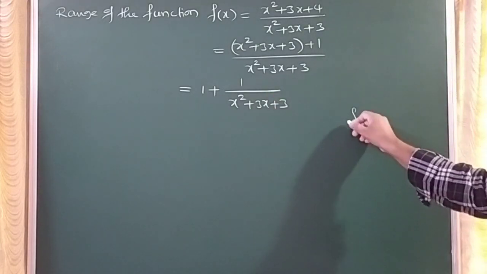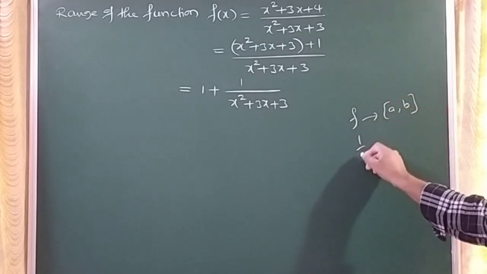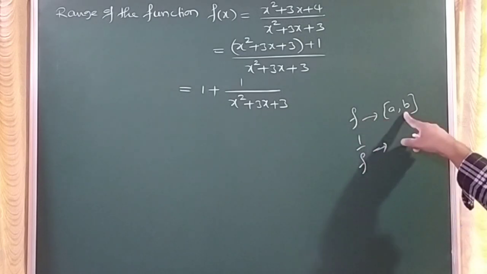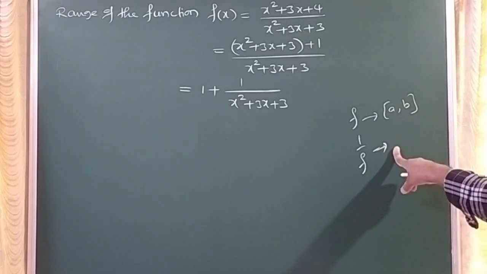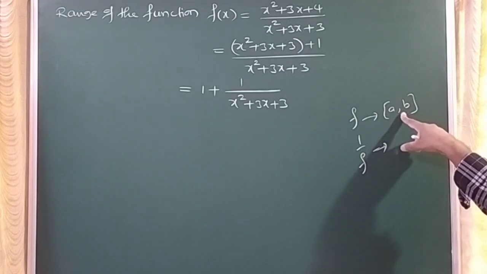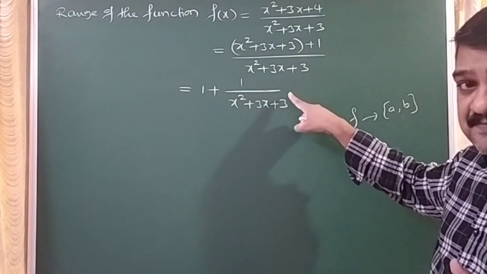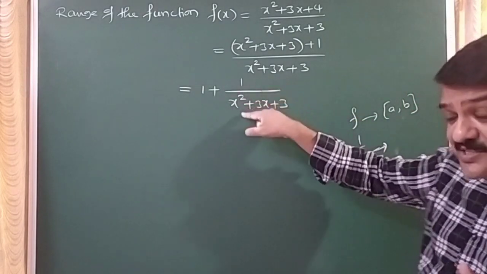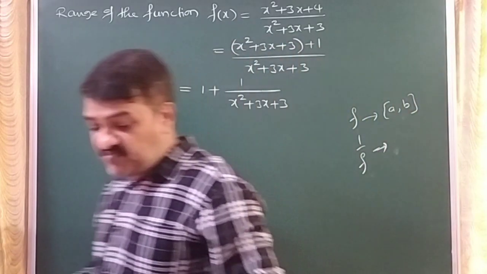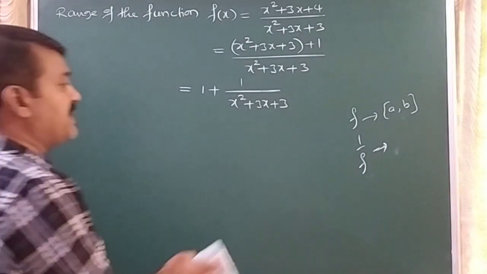Already we have discussed that model. If f is a function whose range is this one, then the range of 1 by f we can also find. For that, two cases are there: the range of f containing 0, or not containing 0. So if you find the range of this denominator, you can write the range of the reciprocal function also. That technique we will follow here. Let us find the range of the denominator part now.